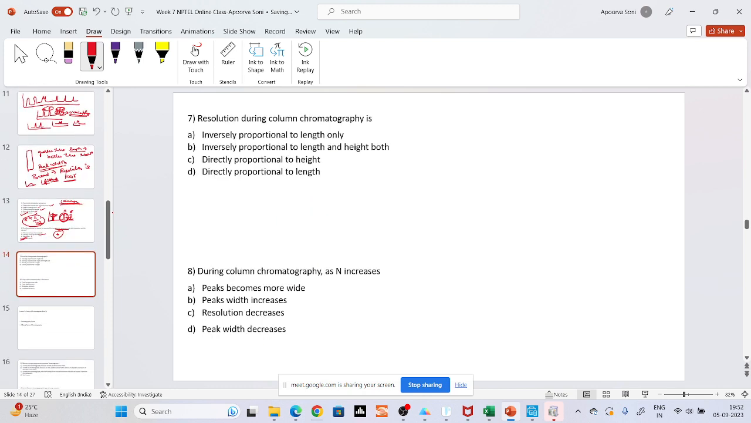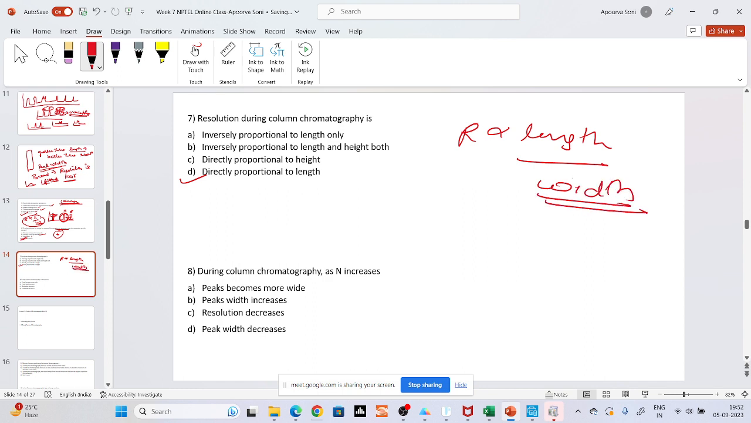Now, resolution during column chromatography is: inversely proportional to length only, inversely proportional to length and height both, directly proportional to height, or directly proportional to length. What is the answer? Ma'am, D. Directly proportional to length. Yes. So resolution is directly proportional to length and it is inversely proportional to the width.